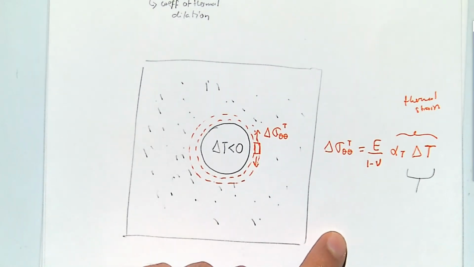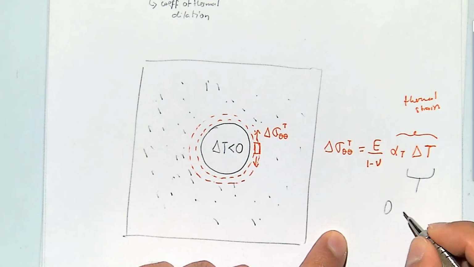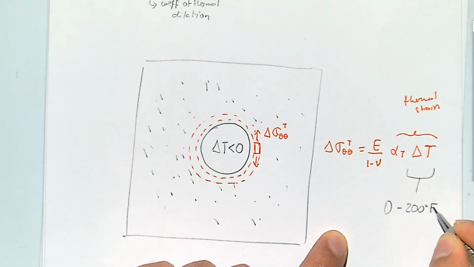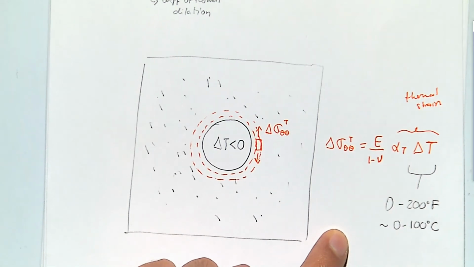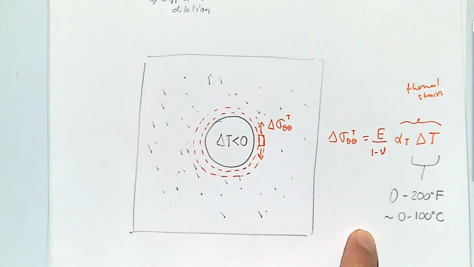And for some applications, if you are just drilling, probably the changes are not going to be that large. But these changes could go all the way from 0 to 200 degrees Fahrenheit, or more or less 0 to 100 degrees C. It depends on the application that you're dealing with.